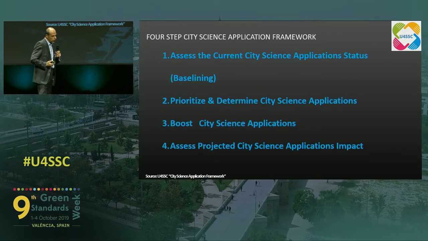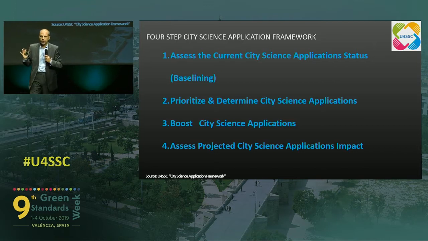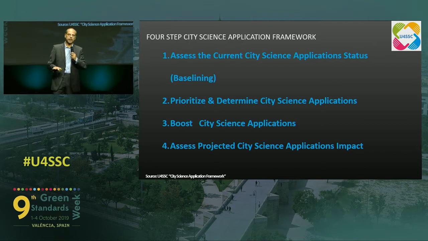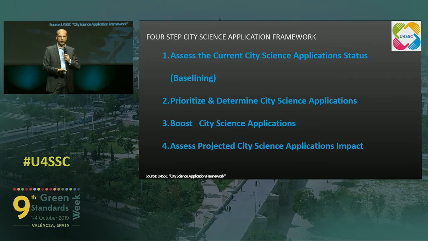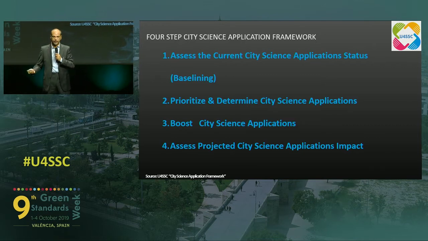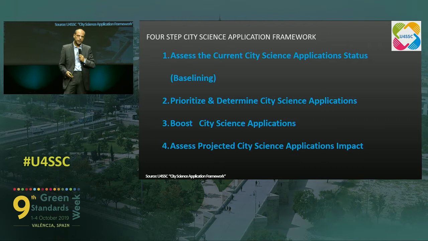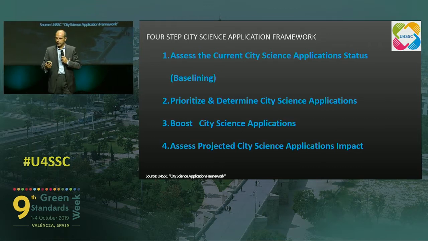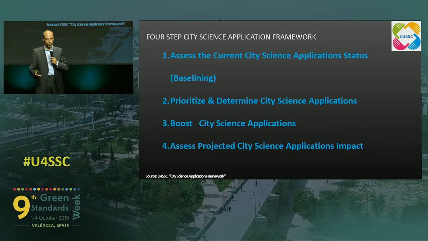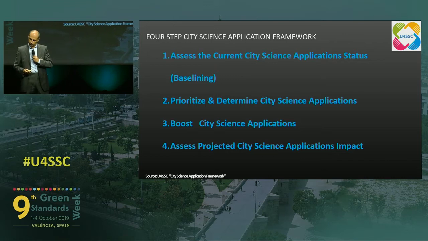And the framework consists of 4 steps. It looks at where the city is in terms of city science in general. So it has a baseline of the current status, which is the first step. And then, based on the city's own challenges, it prioritizes and determines what kind of actions the city will take to implement city science, which is step number 2. And then step number 3 uses certain enablers, levers to implement city science, to boost it, to make it grow and help cities solve their own problems.